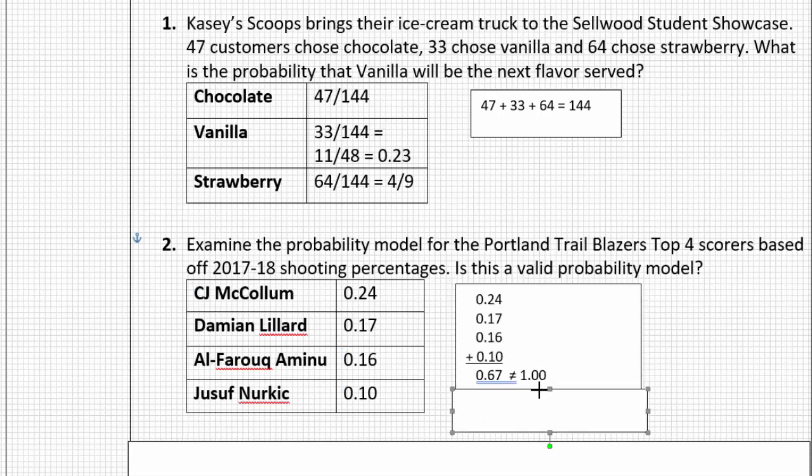I've done that here, and you can check my work, but if we add this all up, we should get 0.67. That's not equal to 1. So that means we definitely have left some players out. While these numbers might be true for these players, I don't see data that adds up to 1 whole. So it would not be useful or accurate. It's not going to be valid for me to use this probability model to make any predictions. So we would say that no, this does not equal 1. It's not a valid probability model.